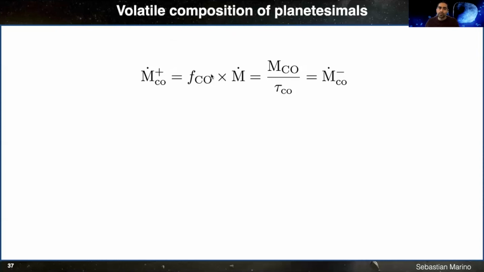The rate at which CO is being produced is equal to the rate at which the belt is losing mass, so how fast planetesimals are colliding, how frequently they are losing mass, times how much mass in CO is inside the planetesimals. And that must be equal to the rate at which CO is being destroyed. And that's equal to the mass of CO gas that is in the belt divided by the timescale at which it is being destroyed.